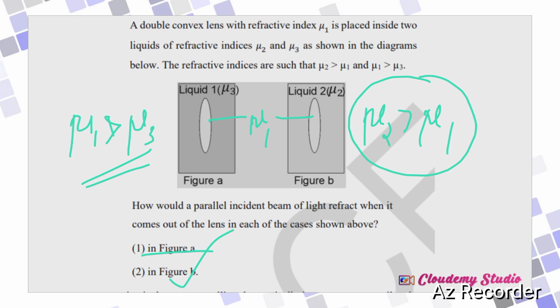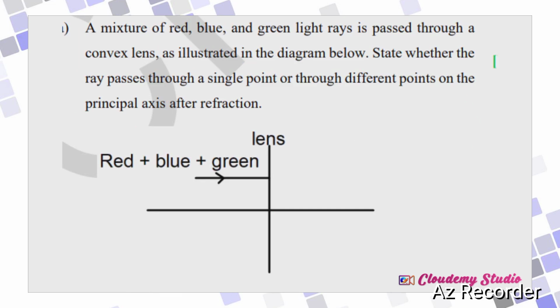Okay, so the answer for the first one is converges and the second one is diverges. And to the next question, it shows a mixture of blue, green and red light which is falling on a lens. It is asked whether after refraction from the lens, all the three colors of light pass to the same point.